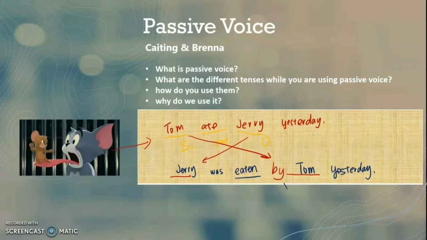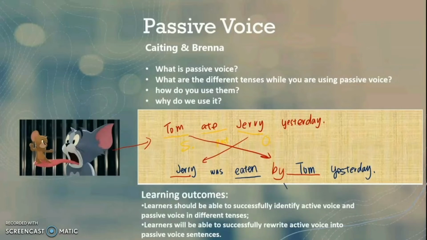Understanding the passive voice is important because it is used often in both formal and informal ways in English. You could change the focus of the sentence when you think the object is the most important part of the sentence. So, in this example, we change the focus from Tom to Jerry. Sometimes you may use the passive voice when you don't know who or what did the action. For example, Jerry was eaten yesterday.